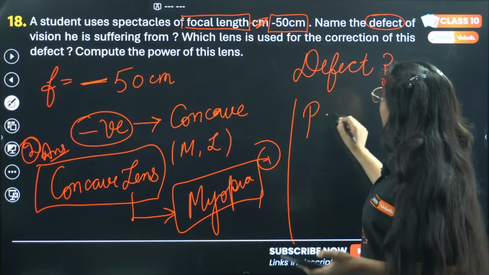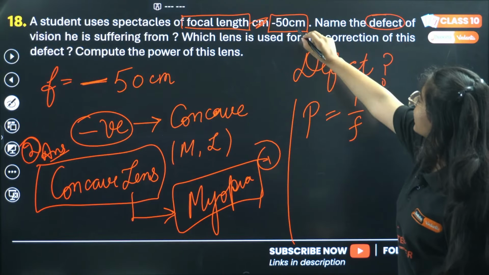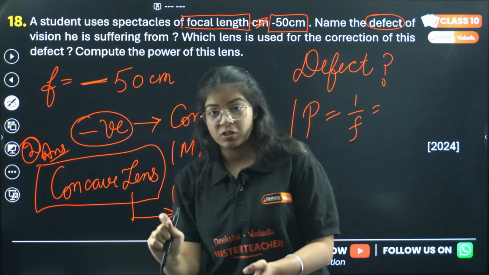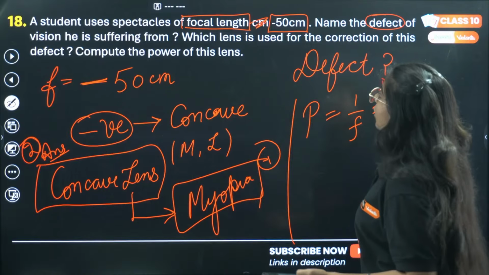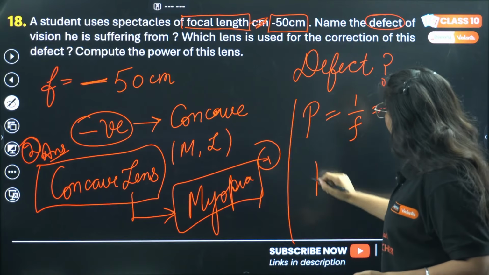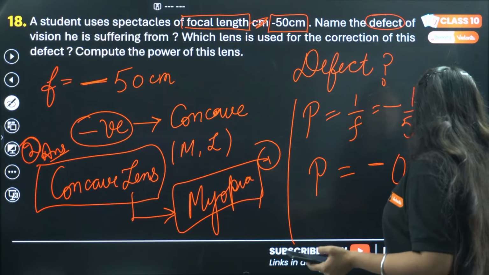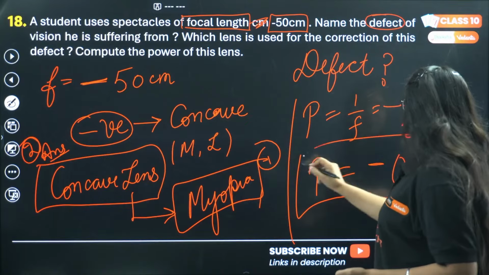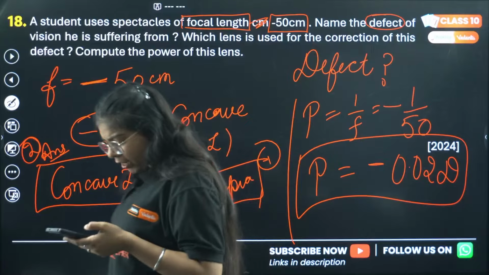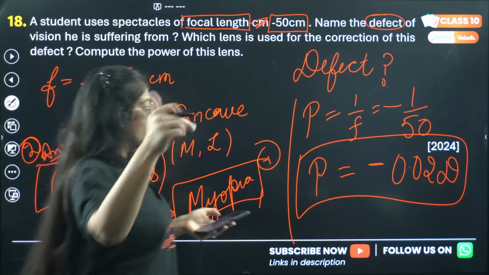So I know power is 1 by focal length, and the focal length is minus 50. Do not forget to use the minus sign: minus 1 by 50, and if you divide it, it will be minus 0.02, and the unit of power is diopter. Correct? Minus 2 diopter. Why? This will be minus 1 by, yeah, okay, correct.